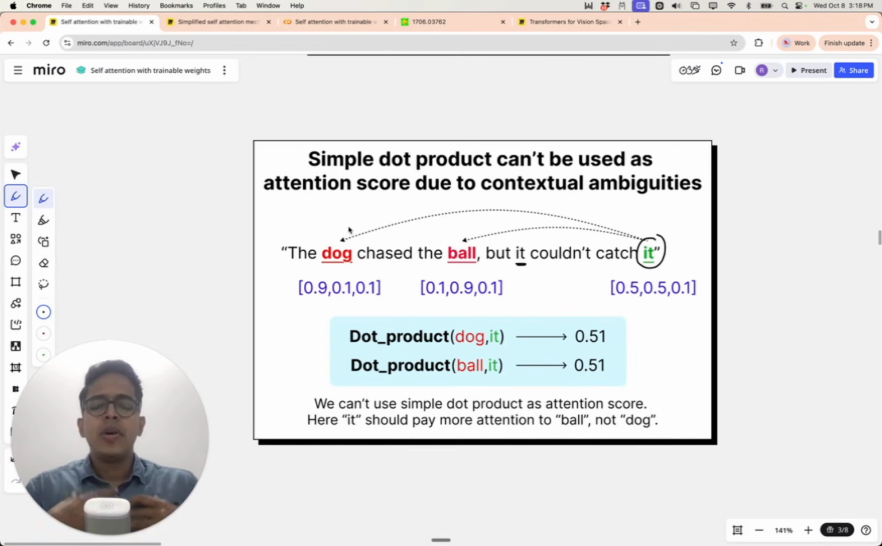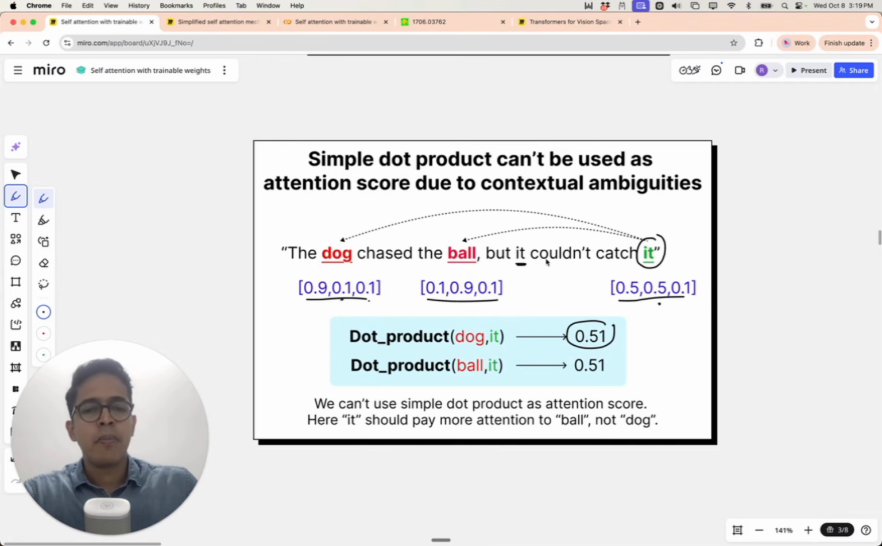Now let's say we want to construct attention scores between dog and it, and ball and it. And let's say in the 3-dimensional space, these are our vectors. So dog is 0.9, 0.1, 0.1. Ball is 0.1, 0.9, 0.1. And it is 0.5, 0.5, 0.1. Now the dot product between dog and it will be 0.9 times 0.5 plus 0.1 times 0.5 plus 0.1 times 0.1, which results in 0.51. And the same dot product results when you take the dot product between ball and it.